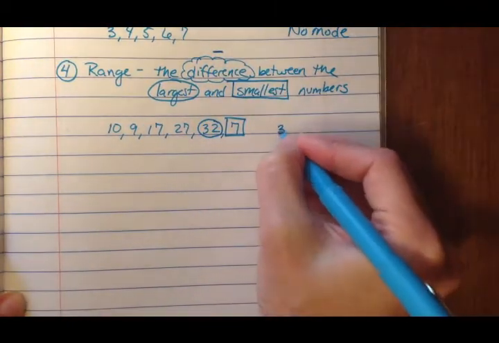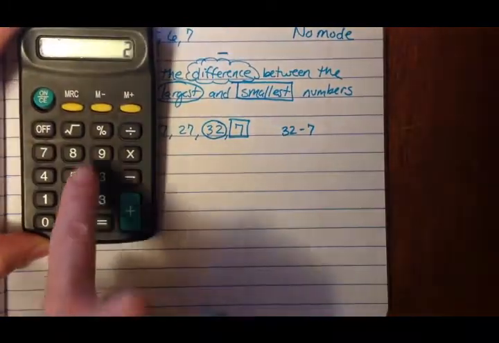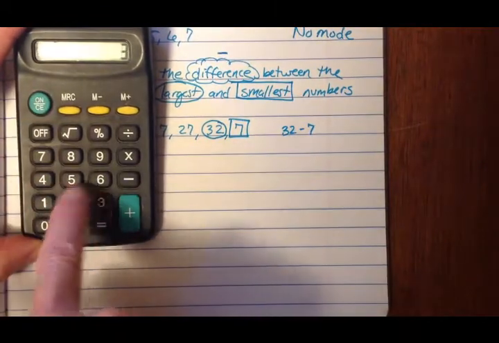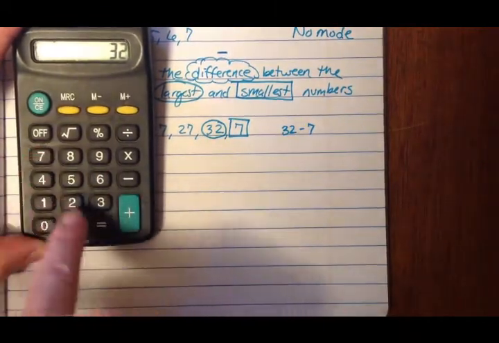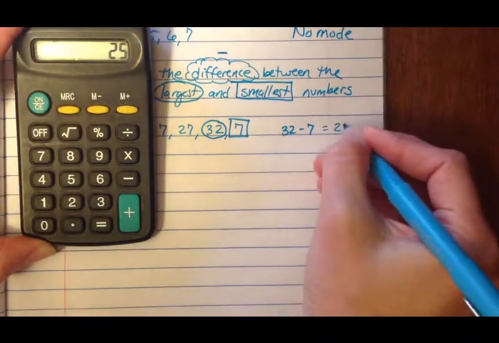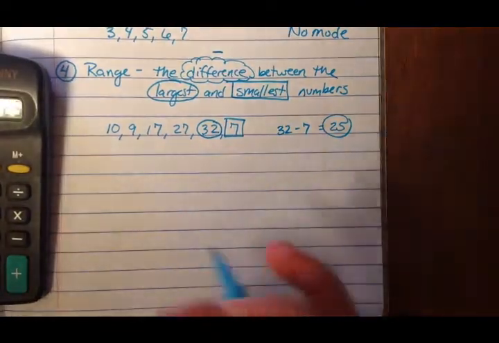And so we're going to come over here off to the side. We can actually use our calculator to help us here as well. 32 minus 7. And we get 25. So the range here is 25. Take the highest number, take away the lowest.